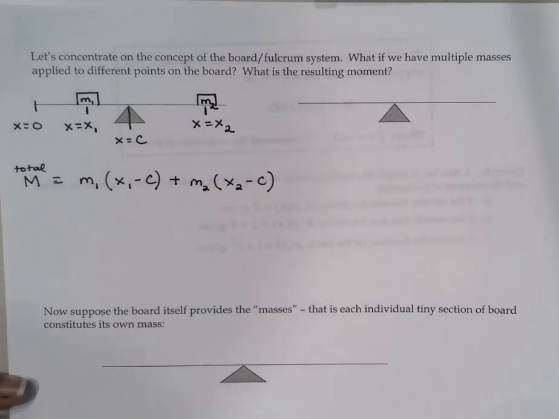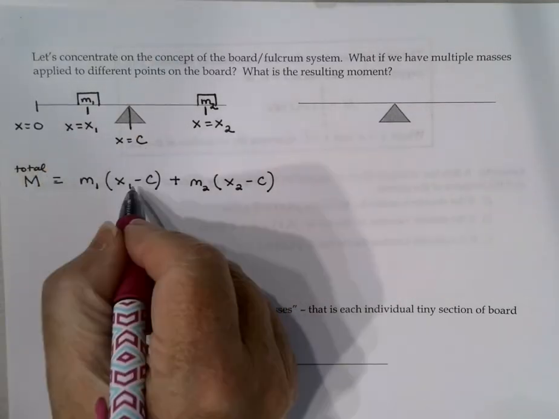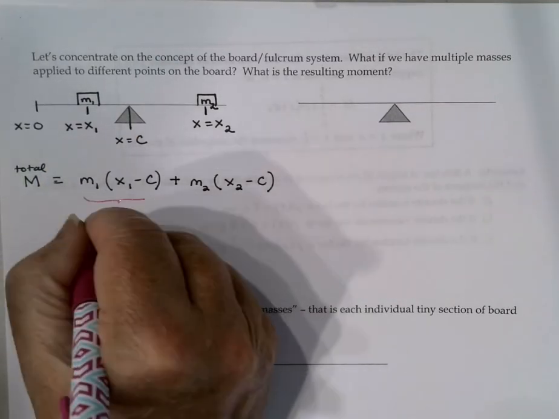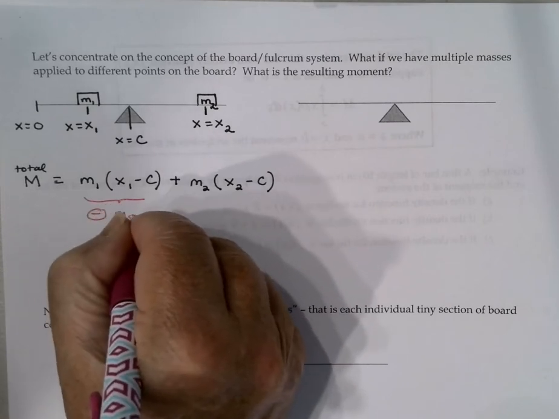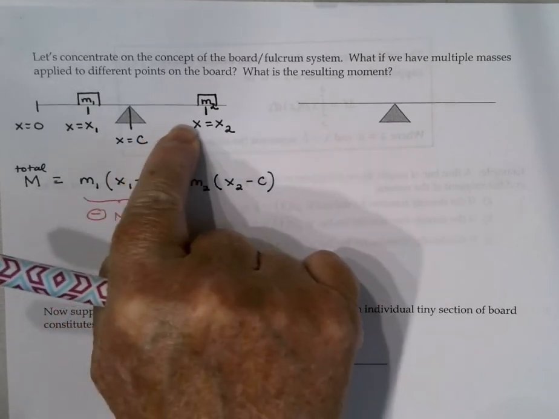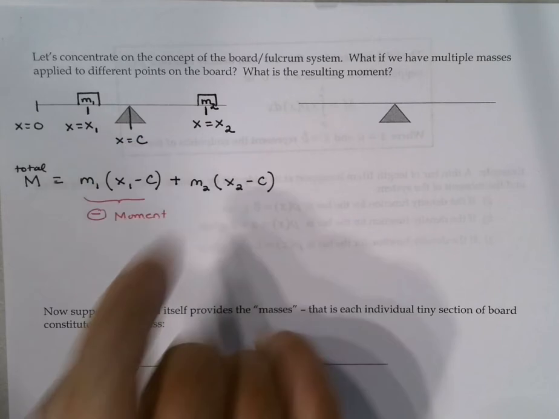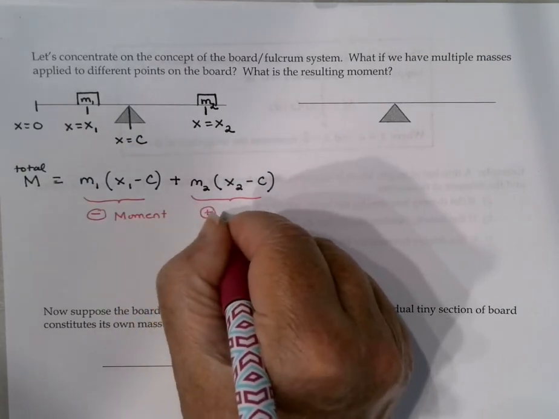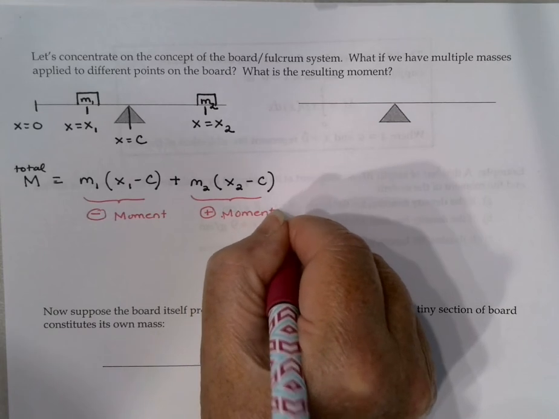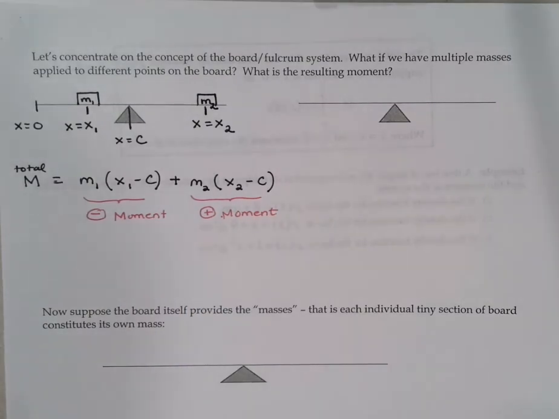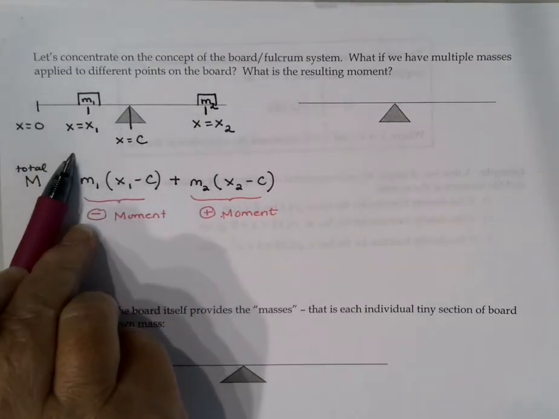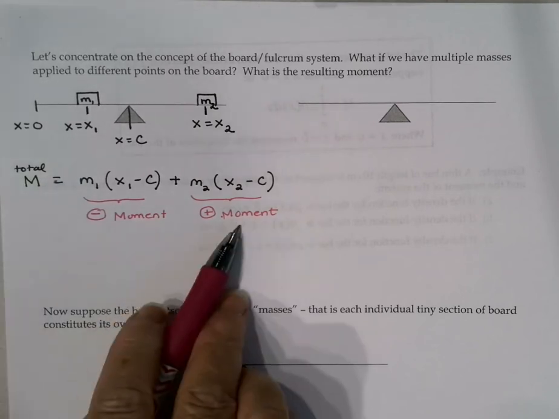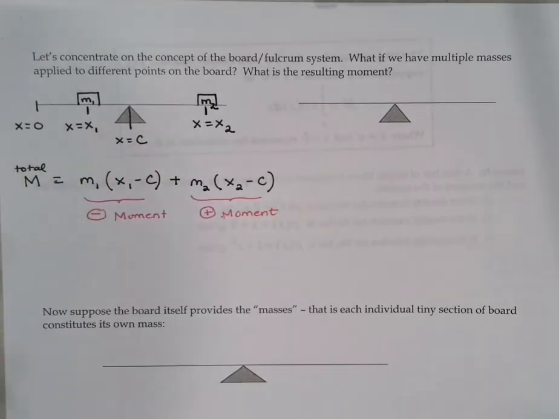Now notice what's going to happen here. Here, x1 minus c is going to be a negative value. So this is going to give you a negative contribution to the moment. Whereas over here, this x2 minus c is going to give you a positive value. So here you're going to get a positive contribution to the moment. If the overall moment turns out negative, this is going to tilt to the left. And if the overall moment turns out positive, this is going to tilt to the right. And it's just going to depend, of course, on the actual values of the m's and the x's.